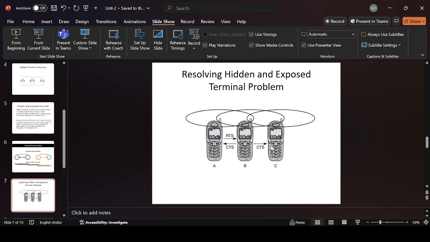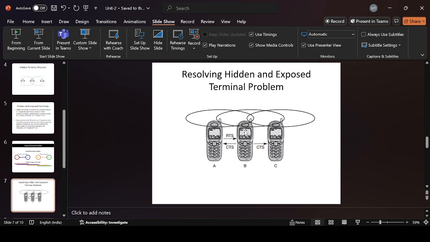Similarly, the exposed terminal problem also is resolved using this RTS and CTS signal. Now let me assume that you have one more node here, D. Now, when B wants to transmit something to A, B will send one RTS signal to A. Since the transmission range of B reaches A as well as C, whatever RTS signal B is sending to A will be received by C.